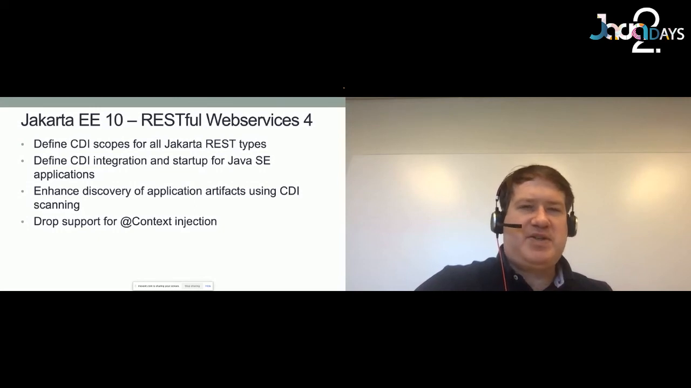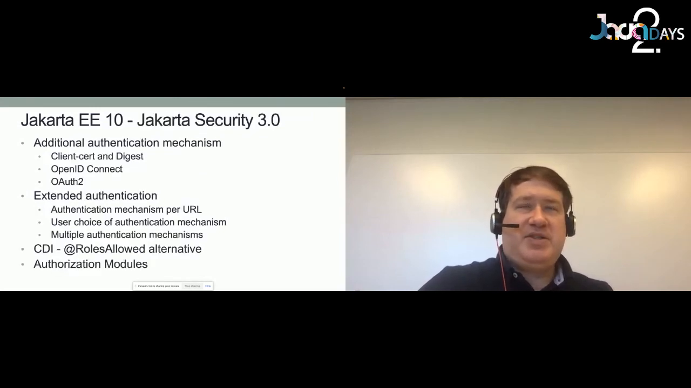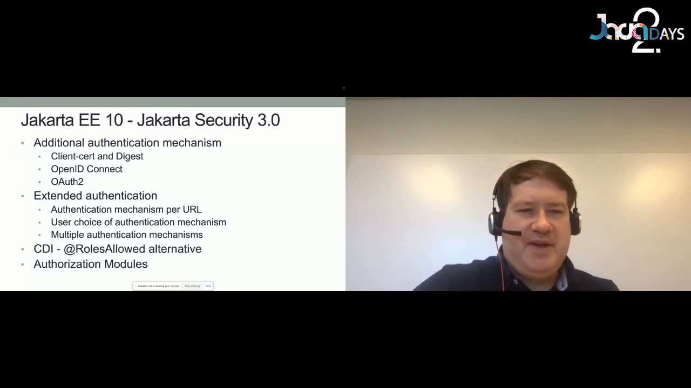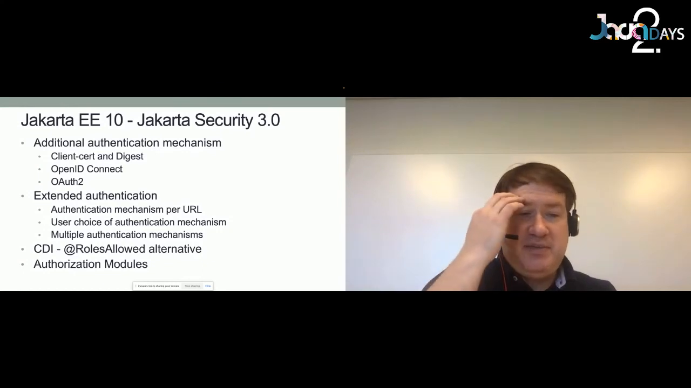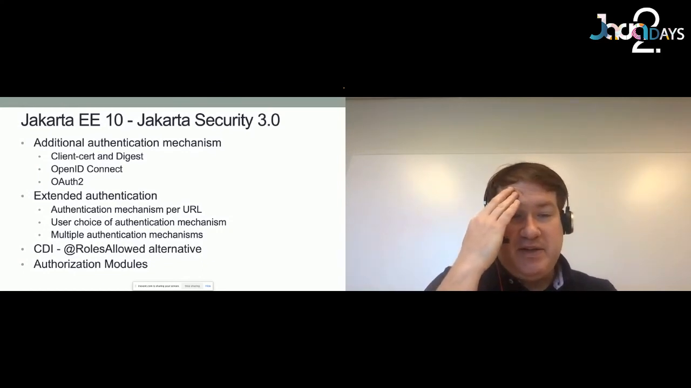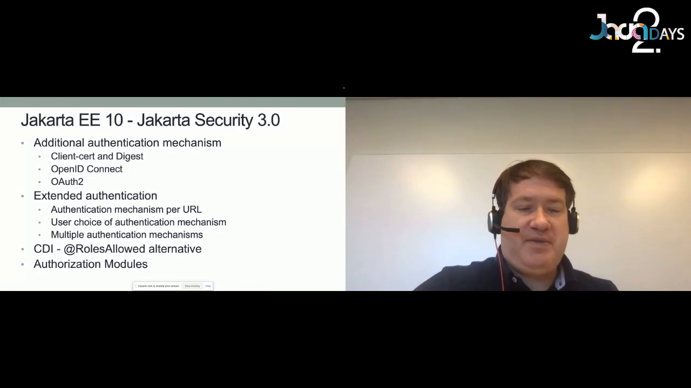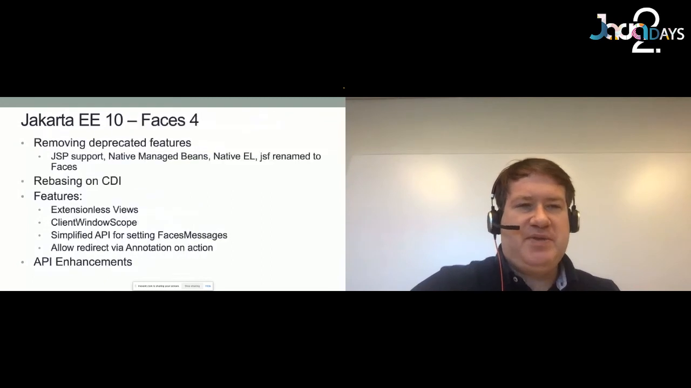So that's why you want to make the transition. Jakarta EE 9 is just the namespace change. Jakarta EE 10 is introducing new features. For example, in Jakarta EE 10 with Jakarta Security, there are going to be additional authentication mechanisms for OpenID and OAuth, extended authentication support for doing authentication per URL, and user choice of authentication mechanism. It's finally adding a CDI equivalent for RolesAllowed, which comes from the EJB specification, authorization modules.